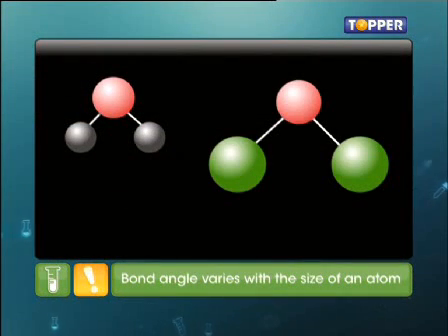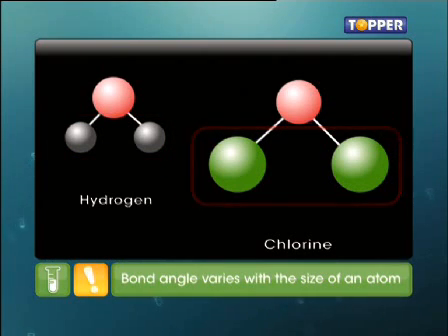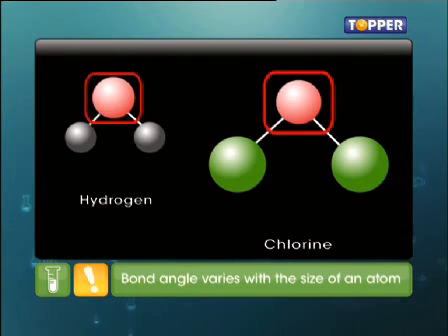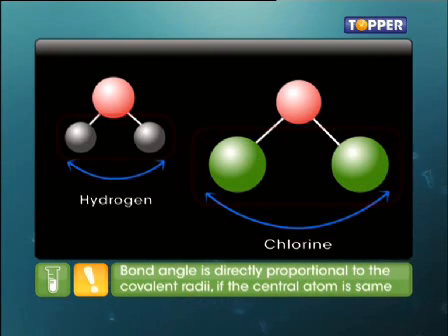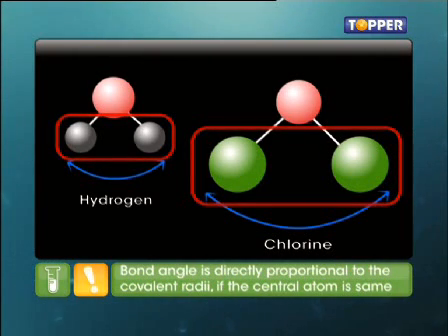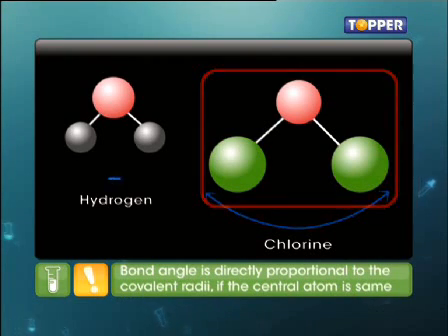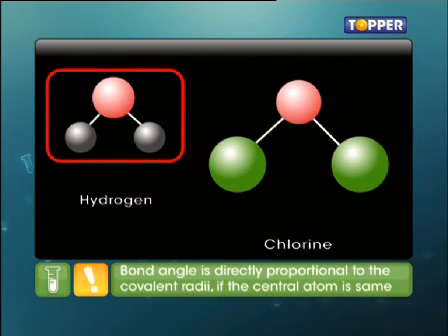Let's now explore the connection between atomic radius and bond angle. Here you can see oxygen atom bonded to two hydrogen atoms and two chlorine atoms respectively. In each case, the central atom is the same, that is oxygen, but the bond angles will be different. They will be determined by the covalent radii of the atoms of the other elements bonded to oxygen. Since chlorine has the largest covalent radii, the bond angle here will be the largest, and since hydrogen is the smallest in size, the bond angle here will be the smallest.